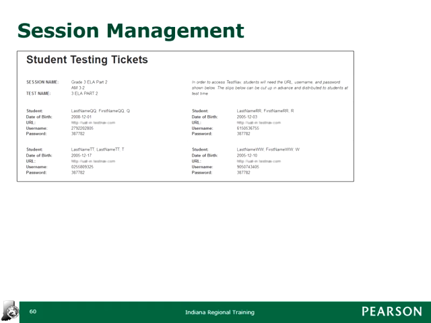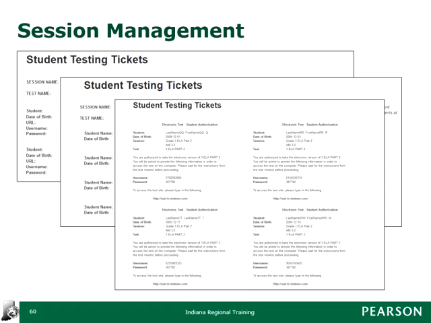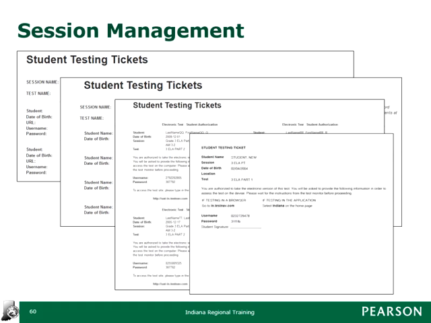Here are examples of the test ticket formats. This is grid view, list view, detail view 4 per page, detail view 1 per page. If you're using the installed or application version of TestNav, you will not need to use the URL information on the testing ticket, as you will launch TestNav using the application.